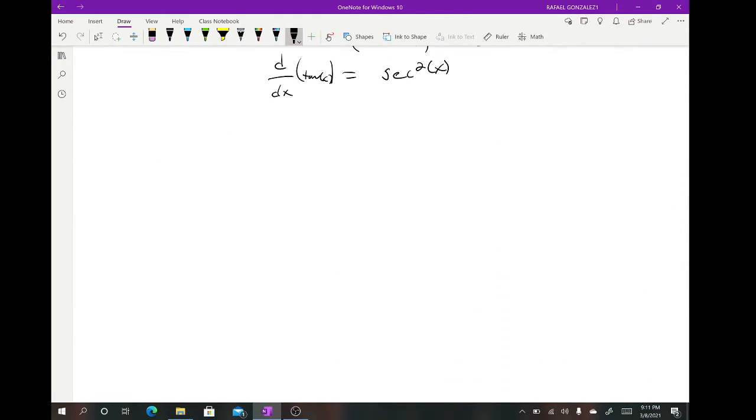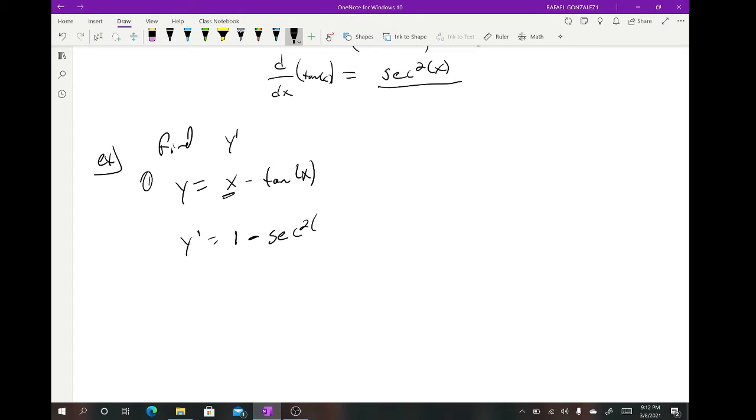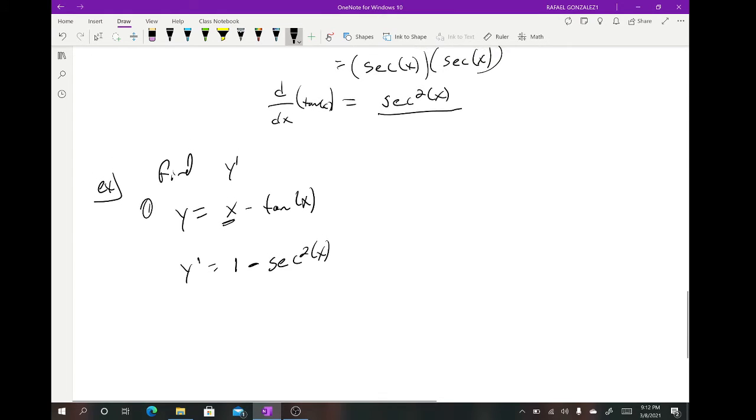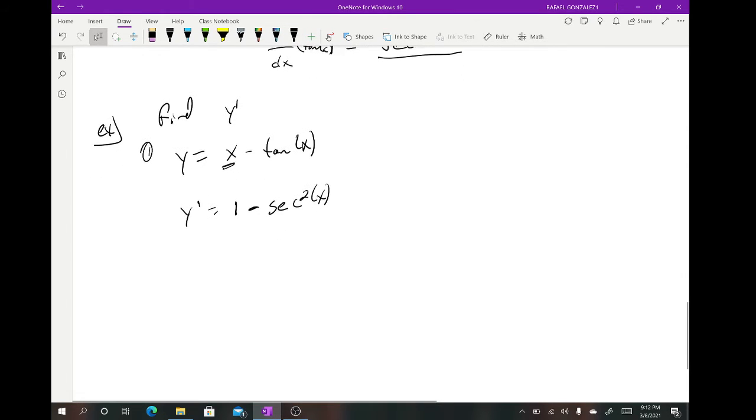Okay, so let's do an example of taking derivatives of trigonometric functions. So example number 1, let's say you're given the function y equals x minus tangent of x. Well, somebody told you to find the derivative, so find y prime. Then y prime here is simply going to be the derivative of x, which is just 1, minus, well, what is the derivative of tangent of x? We just calculated that. That's just secant square x. Okay, so that would be the solution for this. Y prime is just 1 minus secant square x.